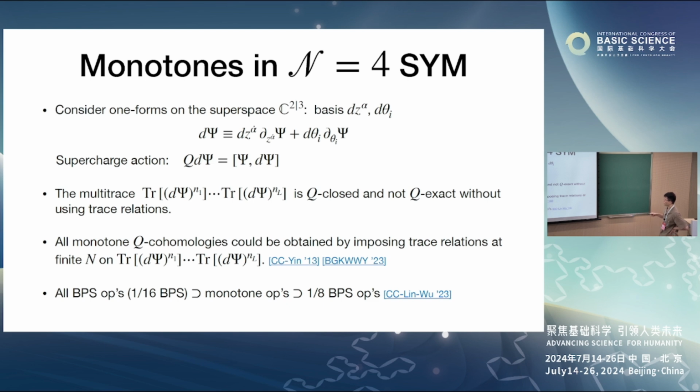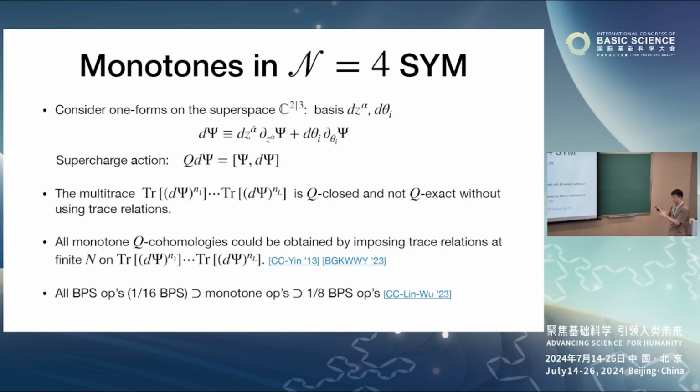We have Q acting on d psi, which just equals the commutator of psi and d psi. And from this Q action, it's very easy to see that the multi-traces of d psi are Q-closed and not Q-exact without using any trace relation. In fact, if we consider the infinite rank case, that means without using any trace relation, all the cohomology classes are represented by these multi-traces of d psi.